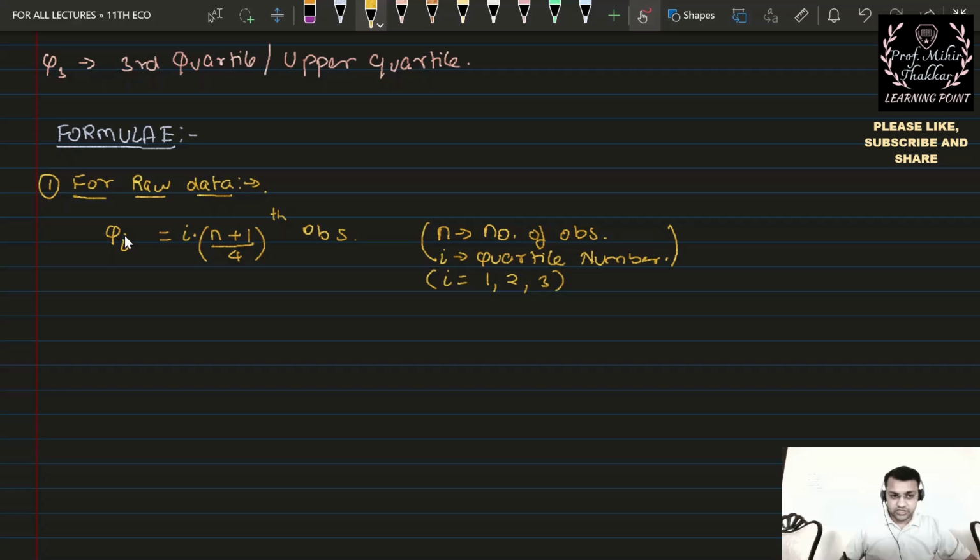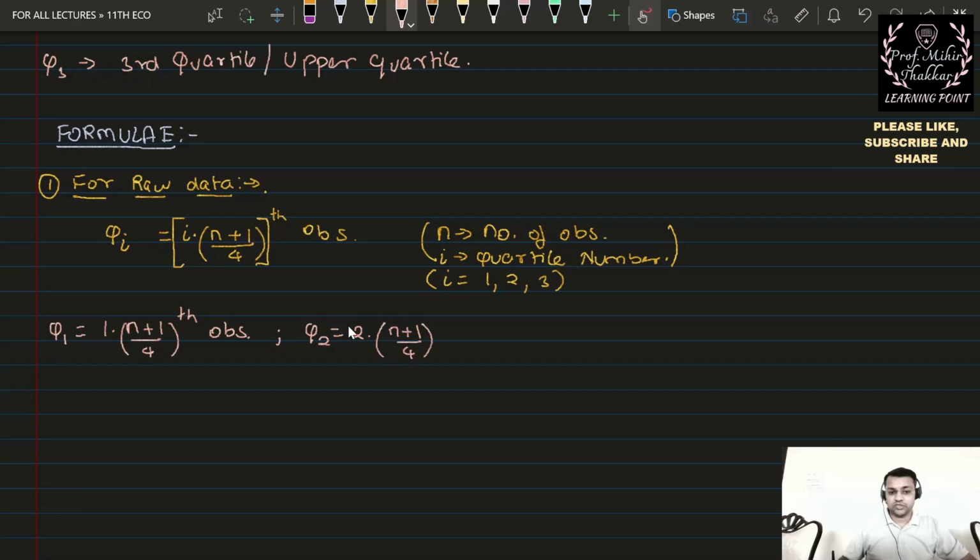So the notation is Qi and the formula is i times n plus 1 upon the fourth observation. So if you want to find the value of Q1, it is 1 into n plus 1 upon the fourth observation. For Q2, it is 2 into n plus 1 upon the fourth observation.